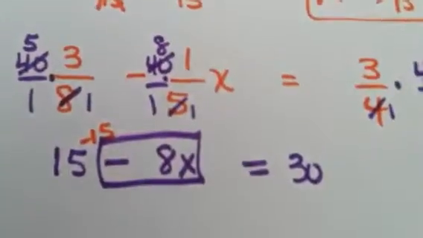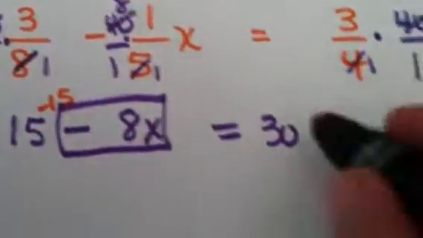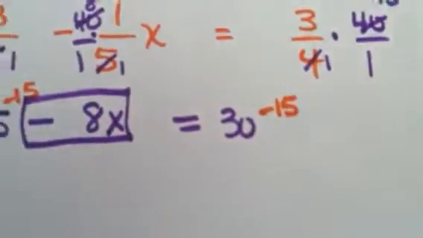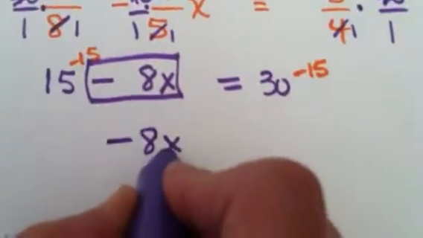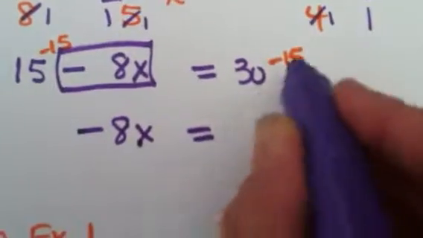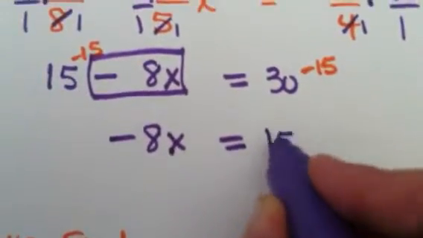So I'm just going to show that up here. I'm subtracting 15 from this guy. I have to do the same thing on the other side. So what I'm left with is a negative 8x on the left, and on this side, 30 minus 15 is 15.